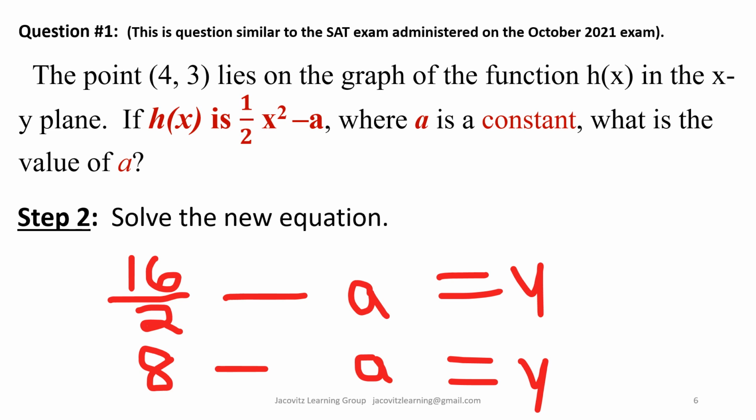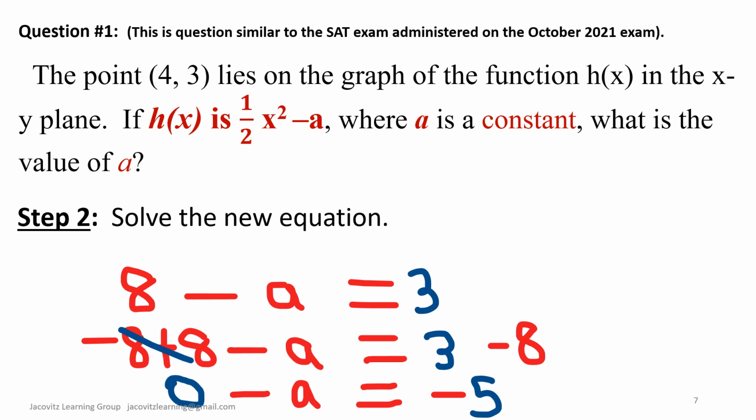Now you have 8 minus a equals y. So you go on over and your y value was 3. 8 minus a is 3. You take the inverse. There is no fraction, so you don't need a reciprocal. You just need a simple inverse. And you go straight over, and it's negative 8 plus positive 8. That gives you 0 minus a.